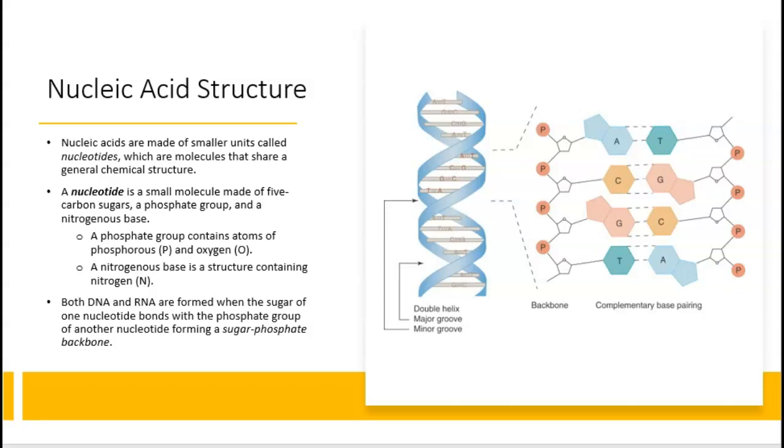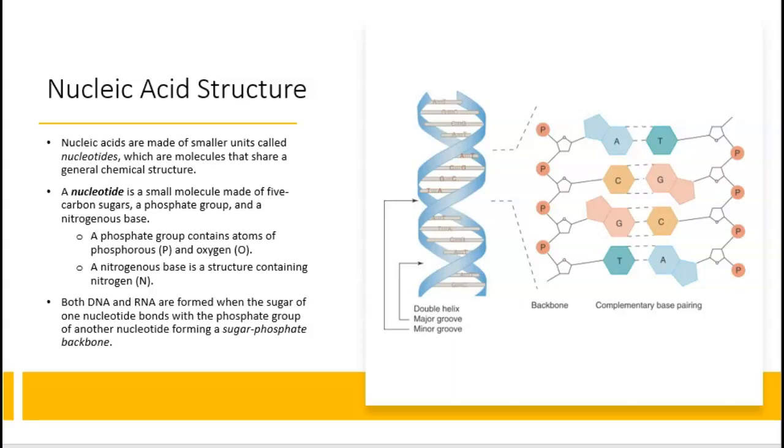All right, so nucleic acid structure. Nucleic acids are organic macromolecules, those big molecules, and they are built of individual units. And each of those units are called nucleotides. The nucleotides are the smaller building blocks of the nucleic acid. And the structure of the nucleotide is that it has a 5-carbon sugar, a phosphate group, and a nitrogenous base.